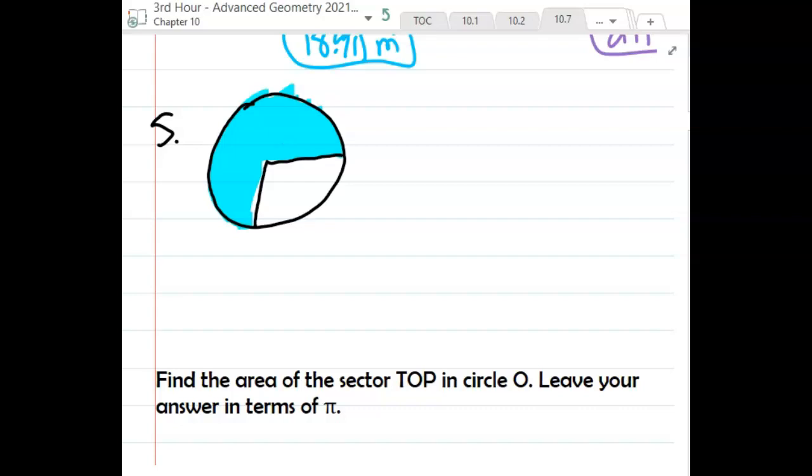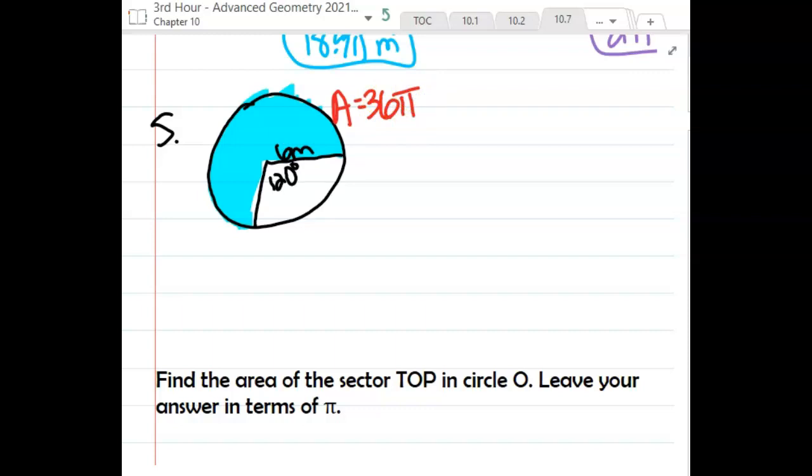Okay, so for this circle, this angle right here is going to be 120 degrees, and the radius is going to be 6 meters. So we still want to start with the area. The area of the entire thing, we would take pi r squared, which is 6 squared. So when you take pi r squared, what's the area of the whole circle? 36 pi. 6 times 6, 36 pi.